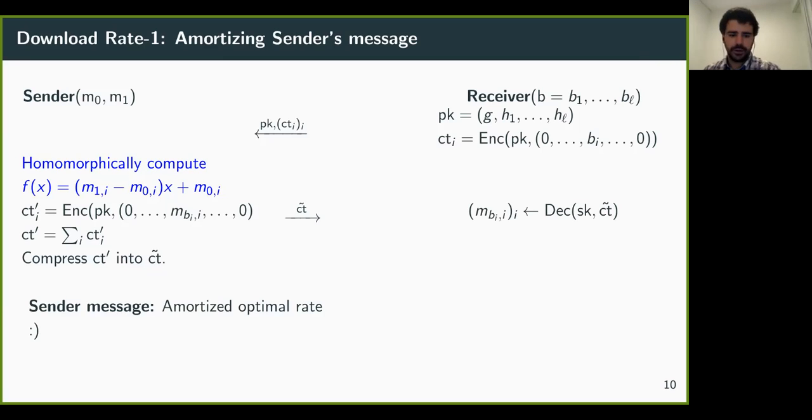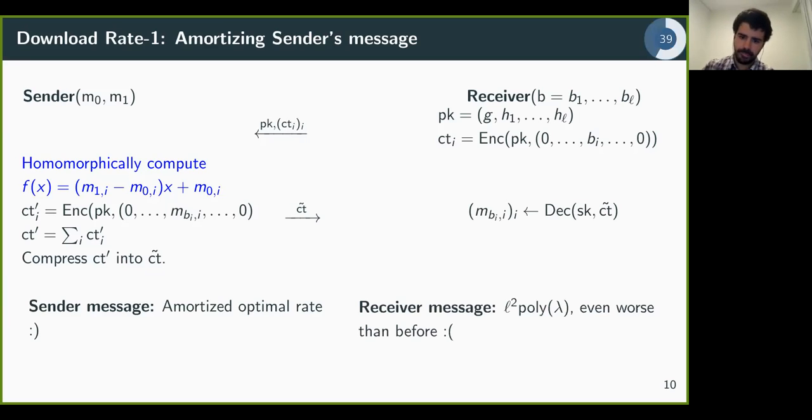In terms of the size of the sender's message, we are happy, since CT tilde is rate 1, so the sender's message is also rate 1. But in terms of the receiver's rate, the receiver needs to encrypt each of these CTIs, each of which encrypts a long vector. So the receiver's rate is actually worse than before. So we need a way to reduce the receiver's rate.